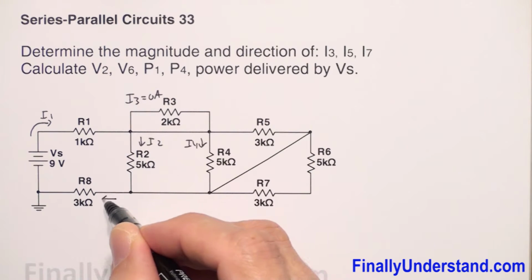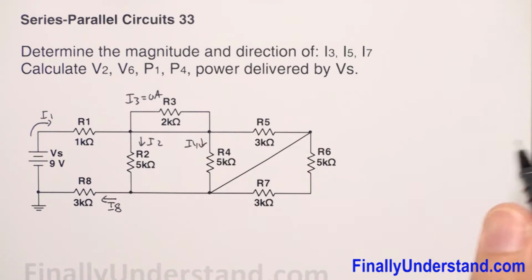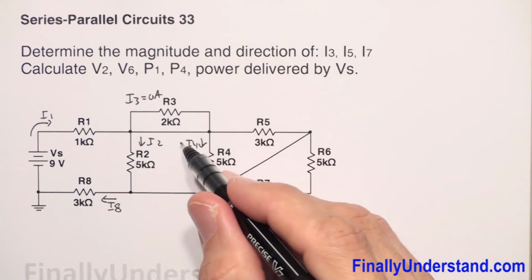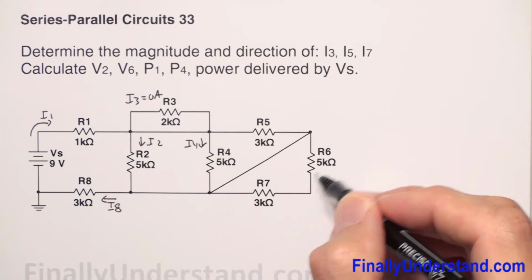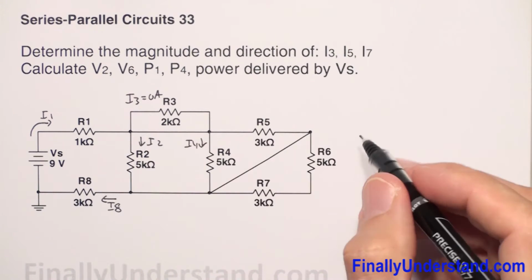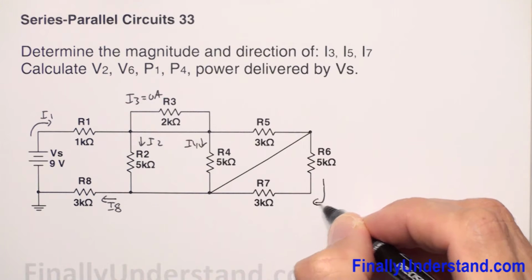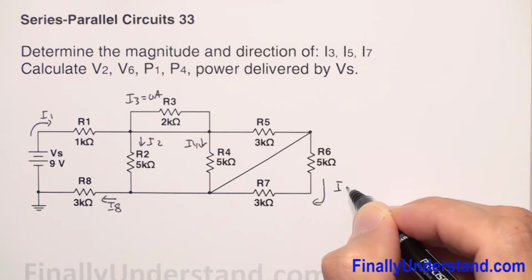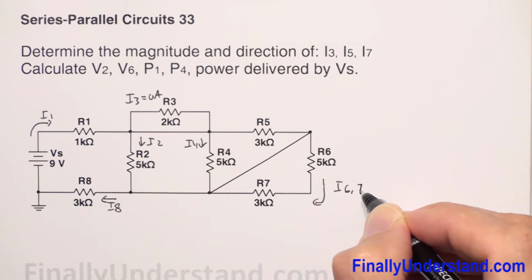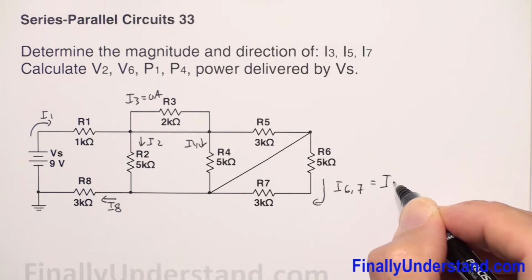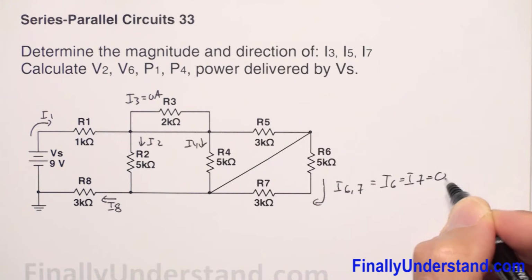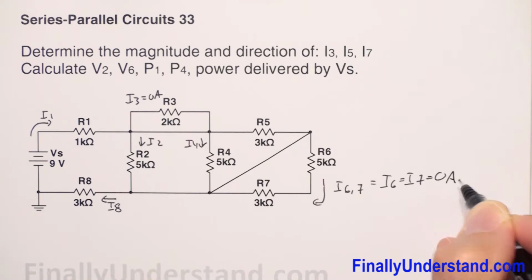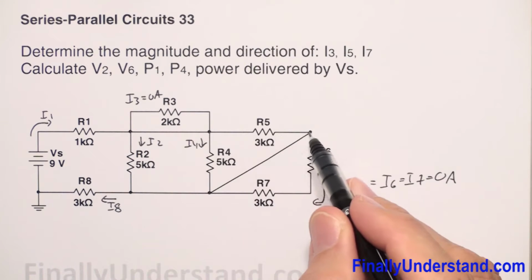My I8 is going to go this way. The currents I6 and I7 are going to be equal to 0. I can say I6 is equal to I7 is equal to 0 amps. Why? Because this circuit is shorted.